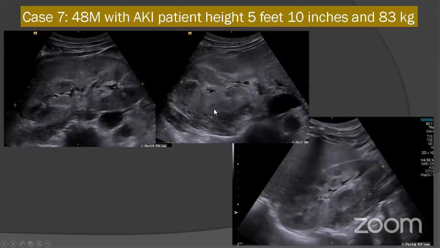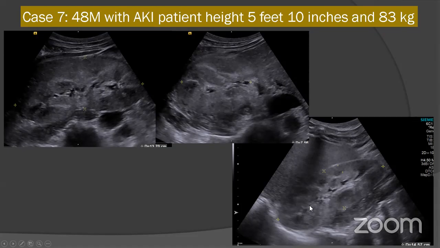Now, this patient, interesting one, 48-year-old male who presents with acute renal injury. I've just put the height and weight of this patient because, as you notice, I have two images. This is the right kidney, that's the left kidney, and the right kidney is 13.7 centimeters in length, and the left kidney is 14.6 centimeters in length.